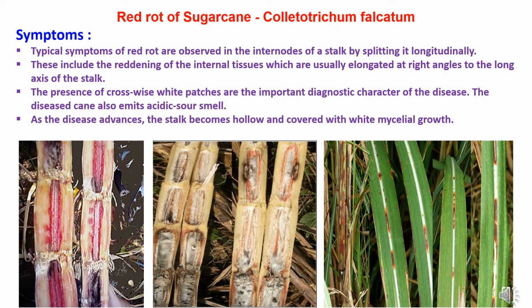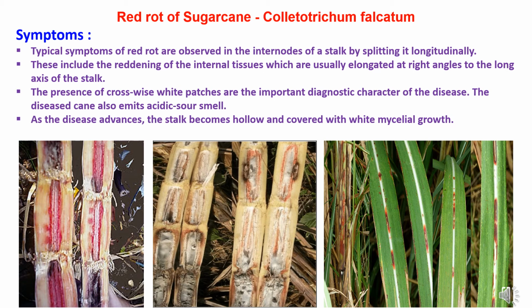Now, disease of sugarcane, red rot of sugarcane, which is caused by the fungus Colletotrichum falcatum. In symptoms, the first external symptom appears mostly on the third or fourth leaf, which withers away at the tip along with margins. Typical symptoms of red rot are observed in the internodes of a stalk by splitting it longitudinally.